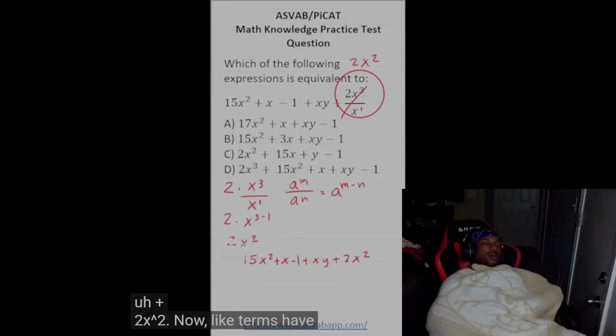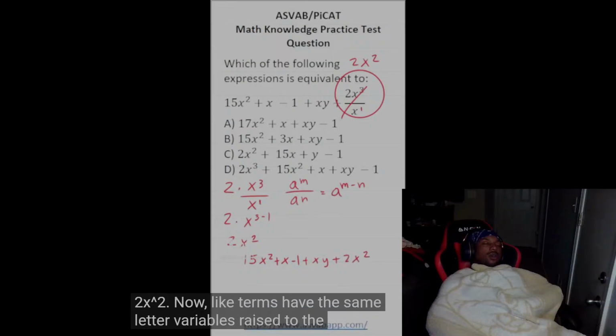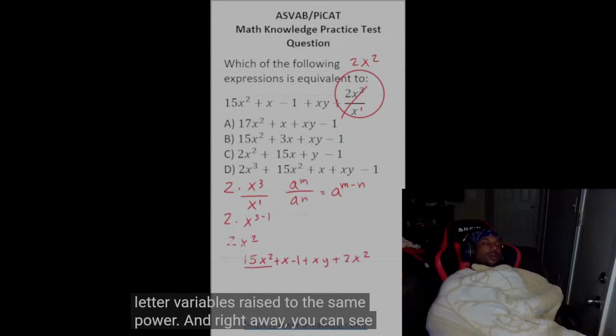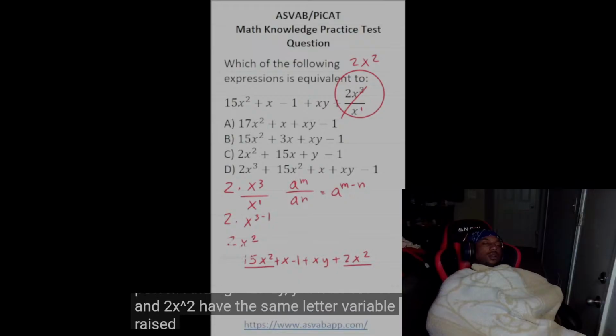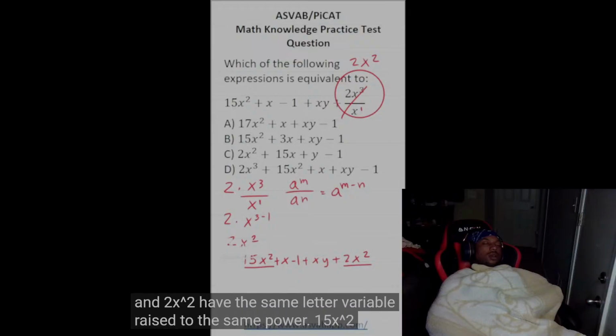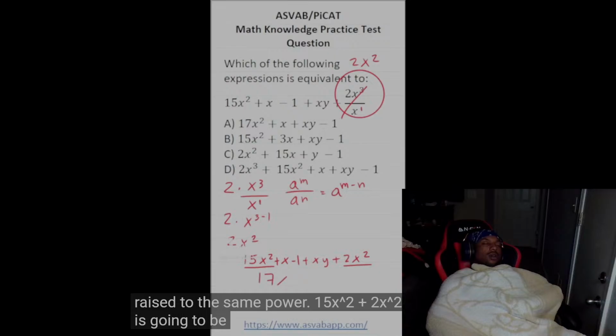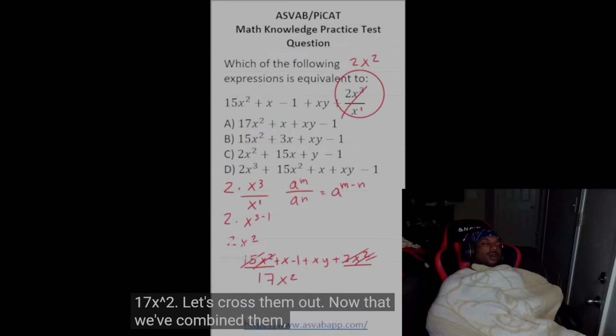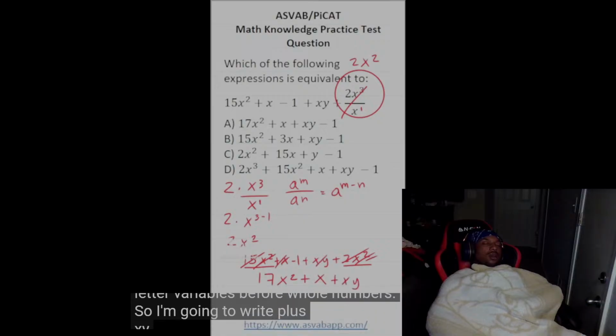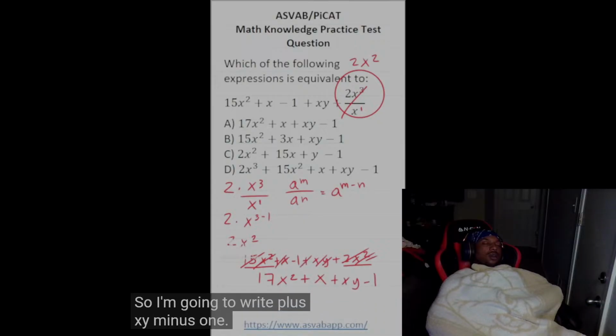Now, like terms have the same letter variables raised to the same power, and right away you can see 15x squared and 2x squared have the same letter variable raised to the same power. 15x squared plus 2x squared is going to be 17x squared. Let's cross them out now that we've combined them. This is going to become plus x, and normally you put letter variables before whole numbers, so I'm going to write plus xy minus 1.